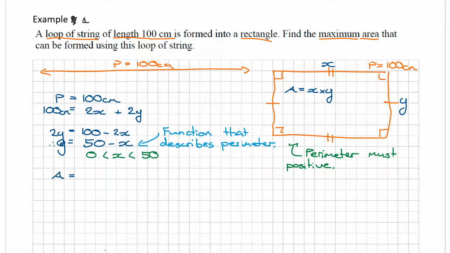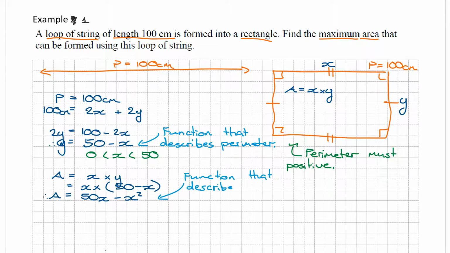So the area itself is going to be x times y, and we know that x is what we're working with, and we'll describe the area itself in terms of simply just x. So it will be 50 take x, and therefore that will be 50x minus x squared. So this will be our function that describes area. Alright, looking pretty good so far.